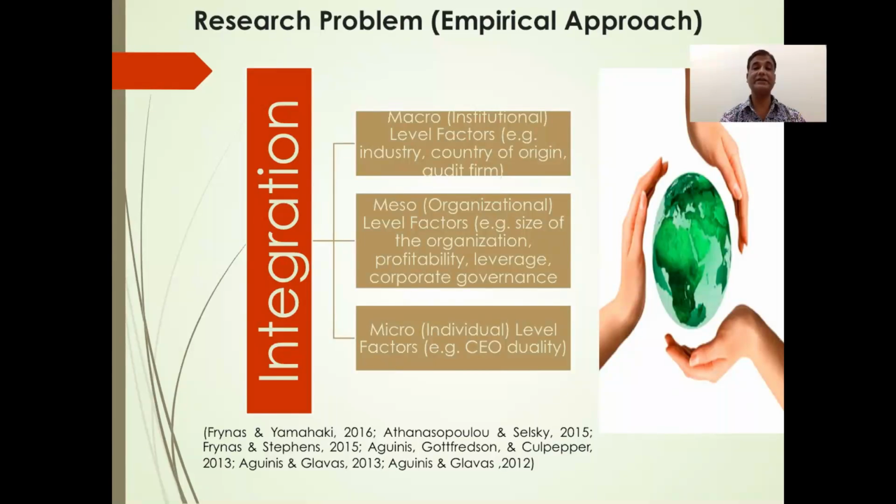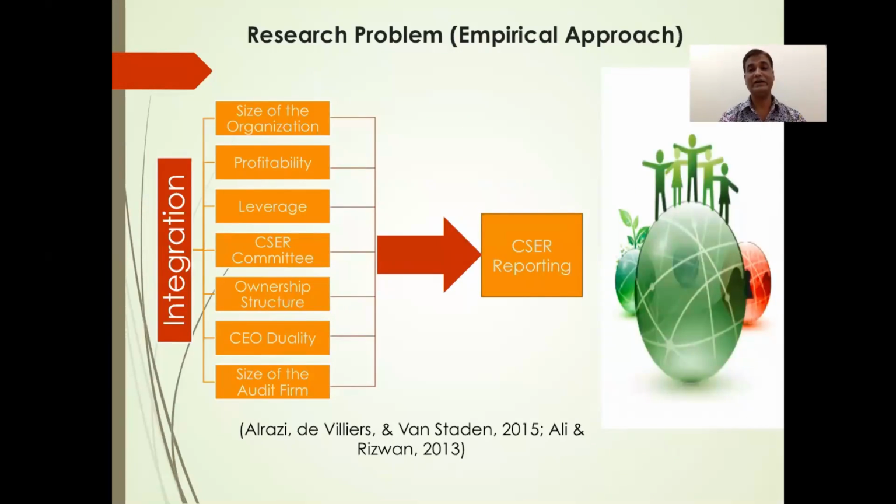This student claimed that the study in this area suffers from fragmentation. Most of the studies concentrated either on macro institutional factors, or meso organizational factors, or micro individual factors. This student, with proper citations, you see the many citations there, claims that no study has integrated the three factors together. So there is a gap there, and she claimed she is going to fill the gap by integrating the three factors together in a model. And she has shown the three factors together as integration.